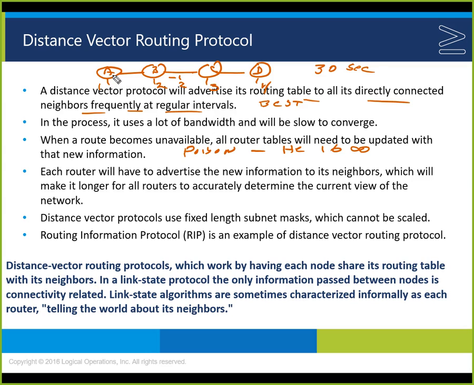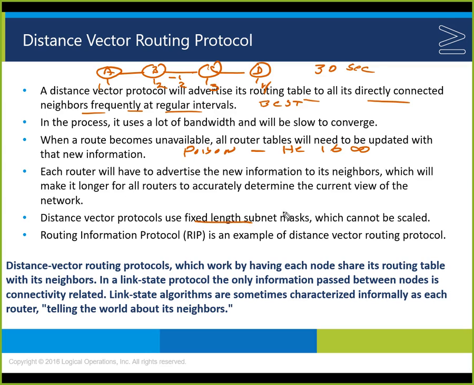So when we talk about distance vector, and the distance vector protocol that we have is RIP, it is used on small networks if we're using a dynamic routing protocol. Each router will have to advertise the new information to its neighbors, which will make it longer for the routers to accurately determine a view of the network. And what that's saying is that, every 30 seconds, route 1 goes down, A tells B, okay, route 1's down, we'll poison it. B tells C, and then C tells D on down the line, until everybody says, okay, that route is no good. I can't get to network 1 anymore.